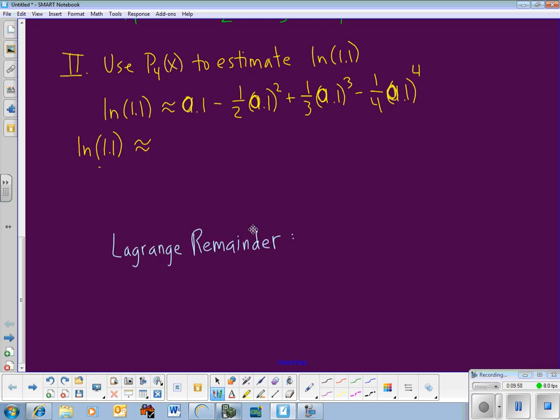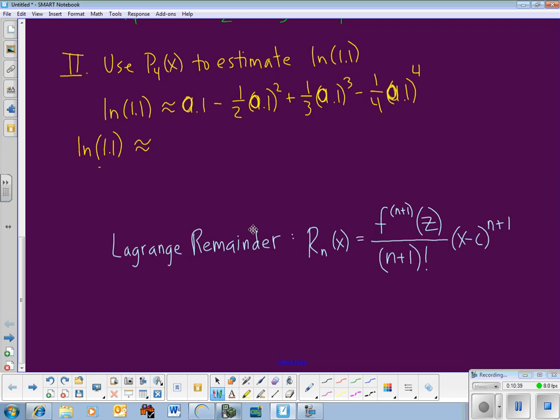Here is the formula straight out of your book. R sub n of x, which is the remainder from an nth degree Taylor polynomial, equals f^(n+1), which is the n plus first derivative, evaluated at some number that we're going to call z for just a minute, over (n+1) factorial times (x minus c) to the n plus 1. Now, I know this looks pretty ridiculous, but this means only this much. Take the next term.